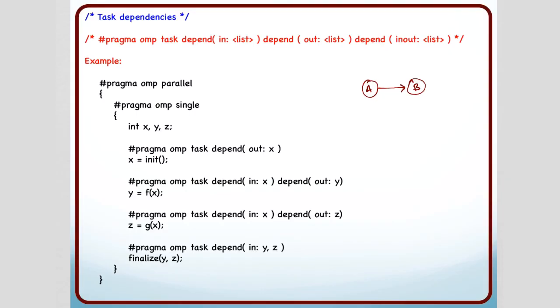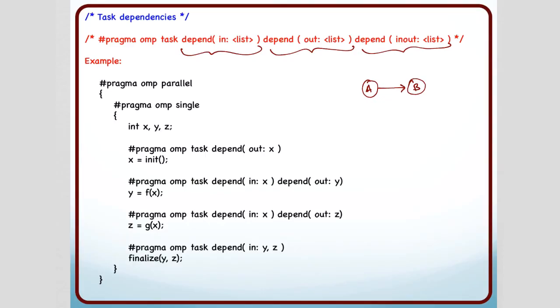Dependencies are supported using #pragma omp task depend, using the depend clause. What is the syntax? You can say depend in and specify a list of variables. You can say depend out, specify a list of variables, and depend inout and specify a list of variables. And what is the meaning of in, out, and inout?